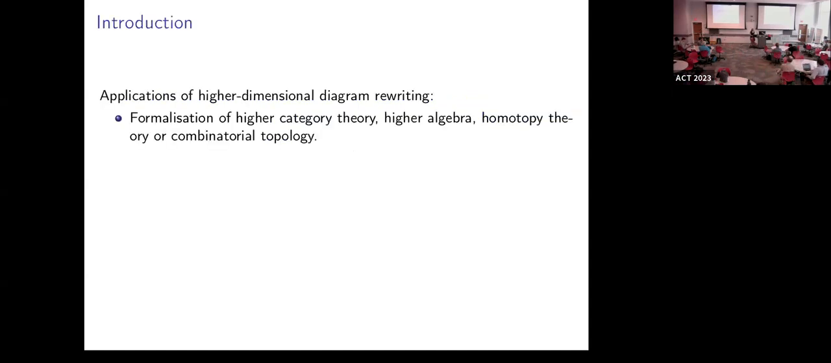So higher dimensional diagram rewriting is used in the formalization of higher category theory, higher algebra, homotopy theory, or combinatorial topology, but it is also endowed with a notion of computation via diagram rewriting. And by this, I mean that computations on n-dimensional data are themselves data of dimension n+1. So we are interested in seeing higher dimensional diagram rewriting as a model of computation, and we want to study the computational aspects of higher rewriting.